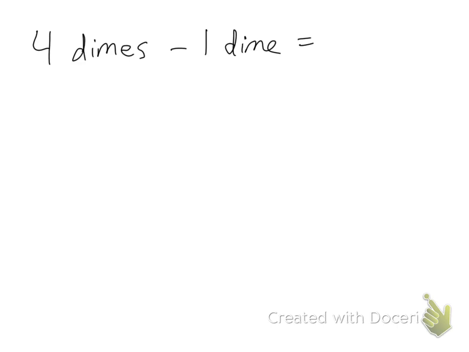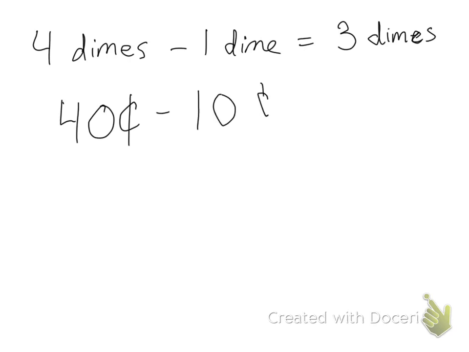All right, what about 4 dimes minus 1 dime? Well, I know 4 minus 1 equals 3, so 3 dimes. Okay, so 4 dimes is how much money? 4 dimes is 40 cents. 1 dime is 10 cents. And 3 dimes is the same as 30 cents. So we know that 40 minus 10 equals 30.